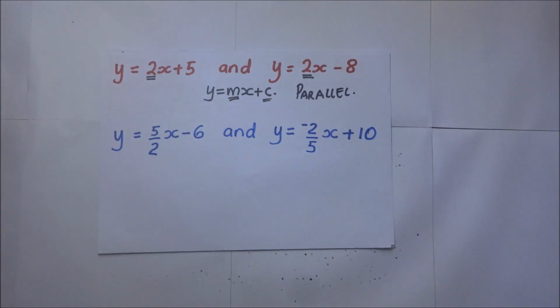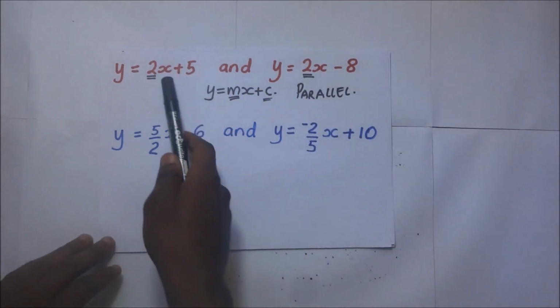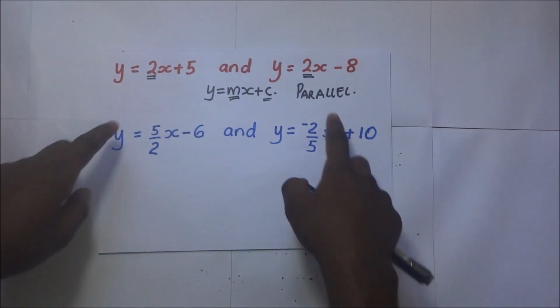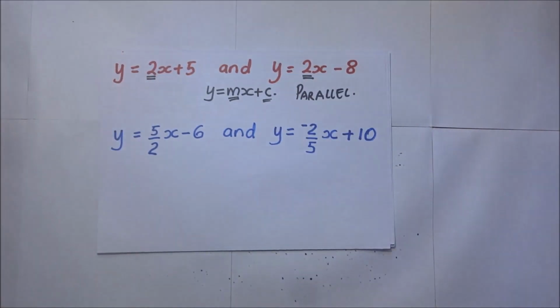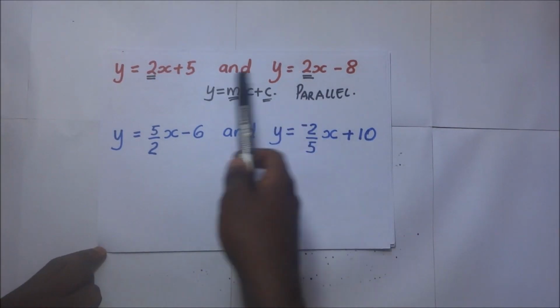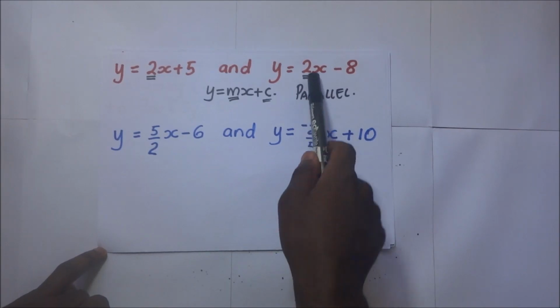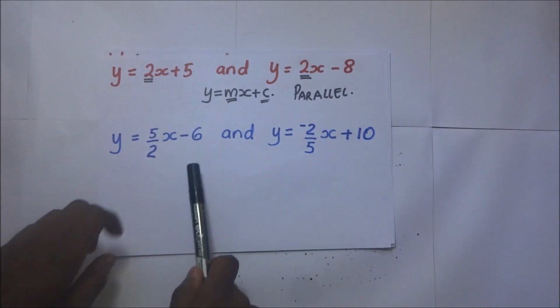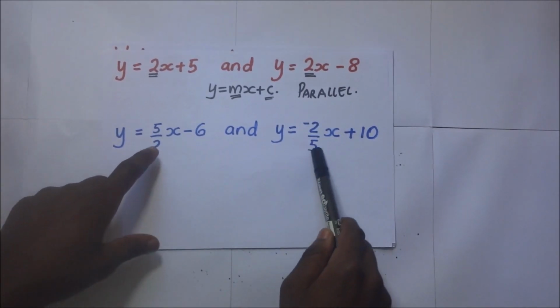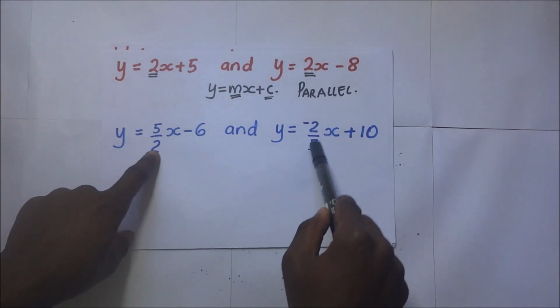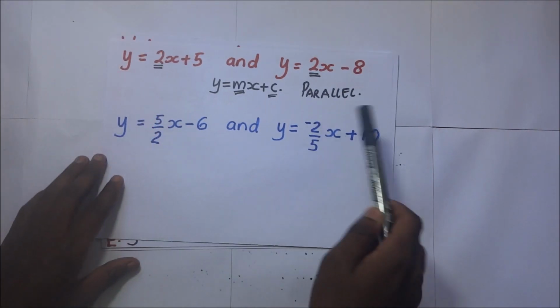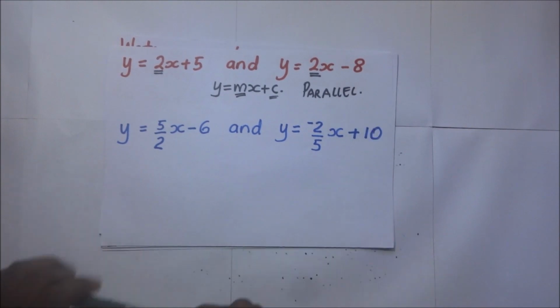So let's take it from there: parallel lines have the same gradient, or the same value of m. That is how you tell that one line is parallel to another, when their gradient is the same. Now when you look at these two lines, if you get the value of m here and the value of m here and you multiply them, you're going to get -1.